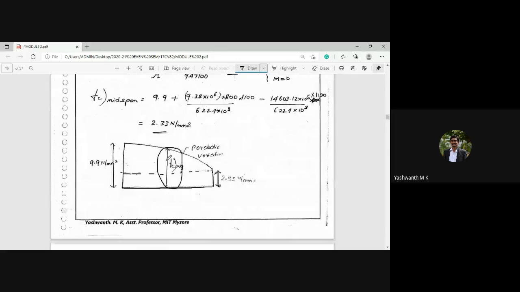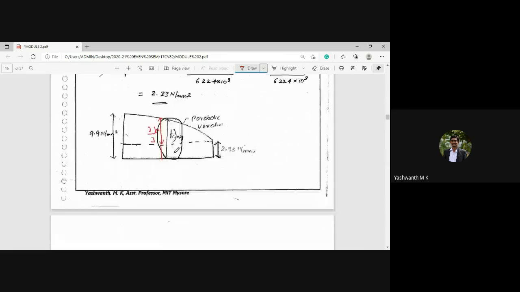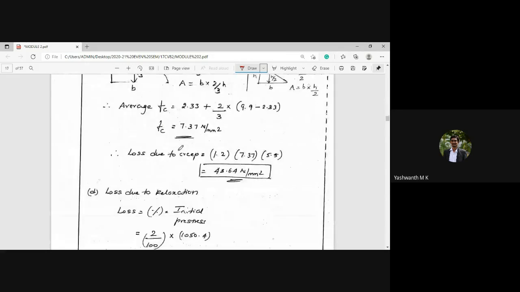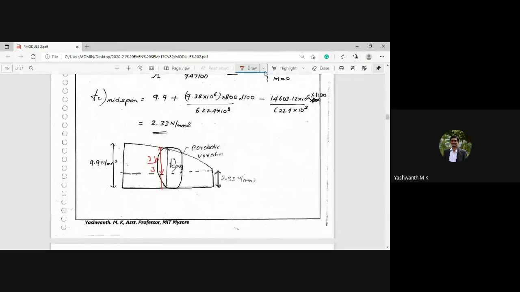What I'm trying to explain here is, please observe, this will be one height, and this will be 2/3 of h. So this height will be 2/3 of height. Is it clear? So now calculate the FC of this value. How to calculate that? 2.33. So we already know the value of this, that is 2.33.